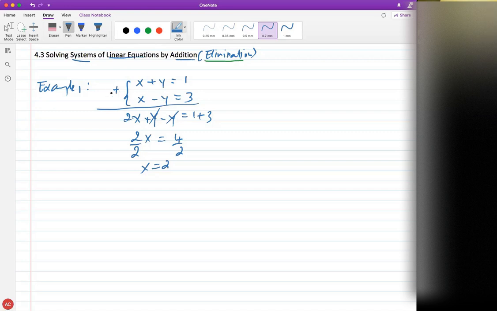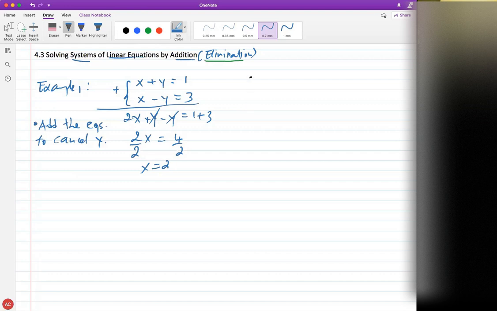Again, you have to figure out whether to add or subtract depending on which variable you want to cancel. It doesn't matter which one you cancel first. If you cancel one, you find the other. So add the equations to cancel one of the variables, in this case to cancel y.